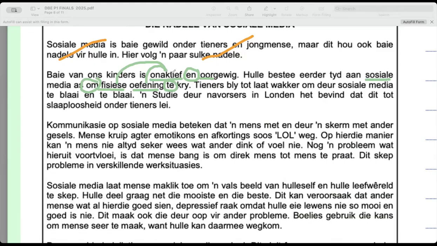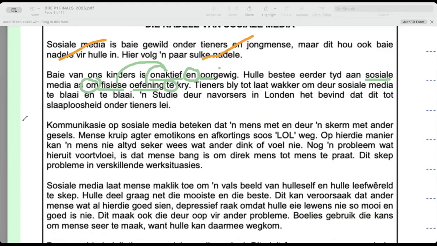So this one, remember the summary was about social media. So you could say social media makes children inactive, or children do not get physical exercise because of social media. So you can see what I've done here is I've chosen one or the other. I'm not doing both. Oorgewig means overweight. So you could have also included this if you wanted to, but it wasn't a key part of the summary. The main thing was about activity or not being active. So that was the key information.